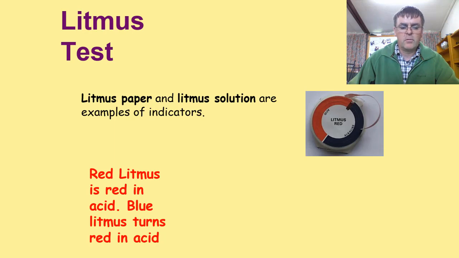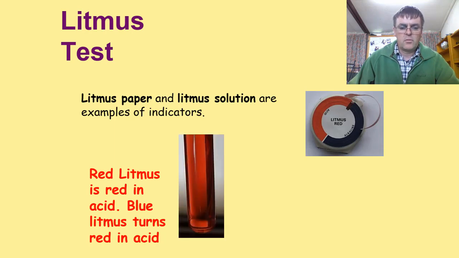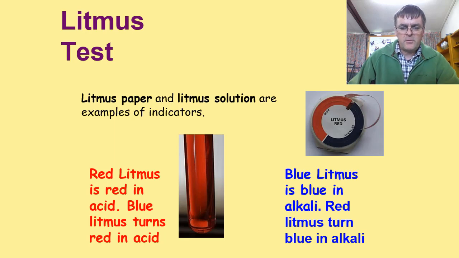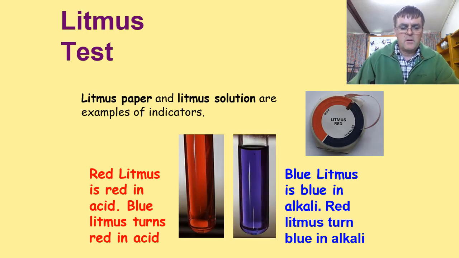Let's check with some blue. Okay, so this sort of colour. Blue litmus stays blue in a base or alkali, and red litmus will turn blue in alkali. So we've just got the red or the blue. You just have to remember which is which and which way it goes. So red or blue, acid or base. That's the litmus test.